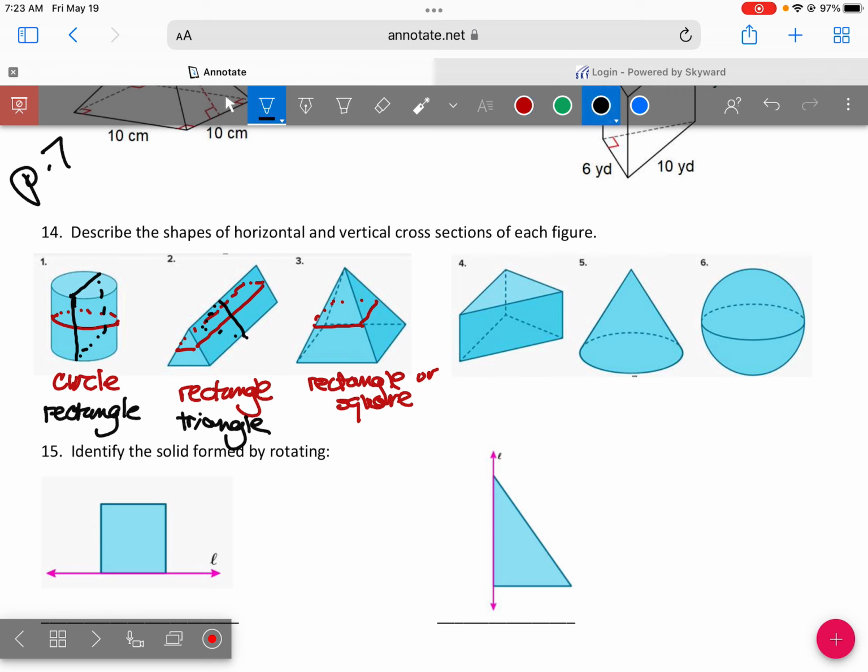And over here, this would come down. This is going to be a triangle vertically. Over here, horizontally, it's going to be another triangle. And vertically, the cut is going to be a rectangle.